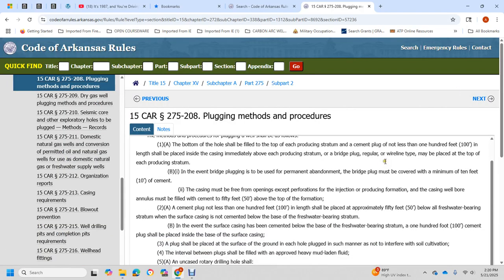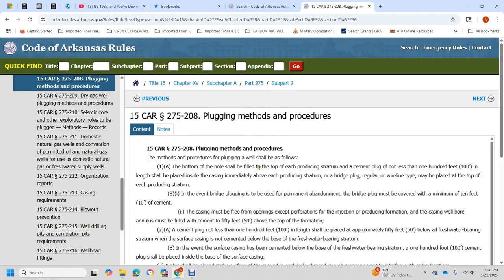Alright, 208, plugging methods. Methods of procedure for the plugging of the well should be: at the bottom of the hole, should be the valve at the top of the zone, with a cement plug not less than 100 feet in length. Should be placed in the casing immediately with a bridge plug, regardless of wireline type, placed at the top of each producing stratum.